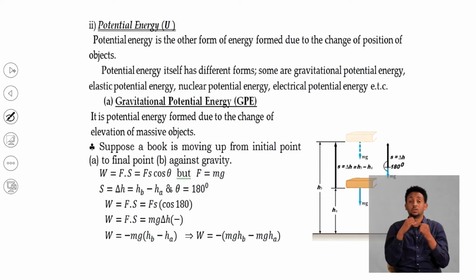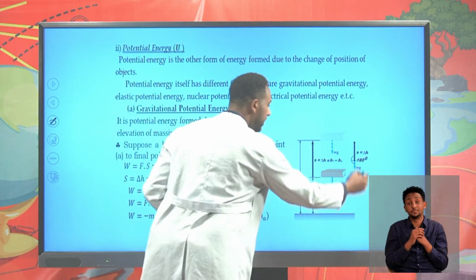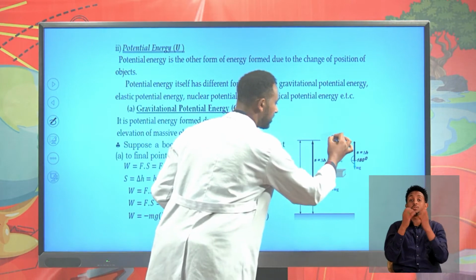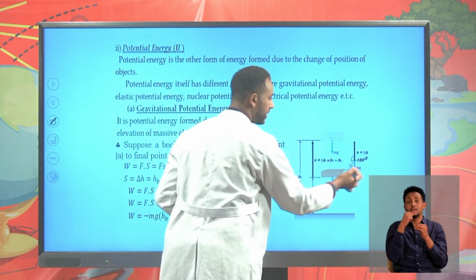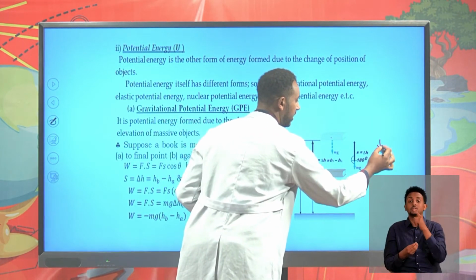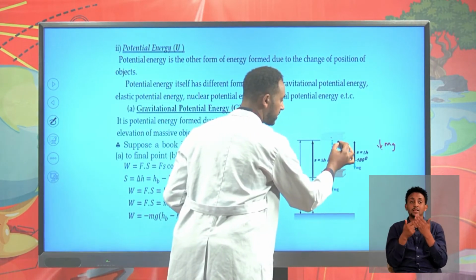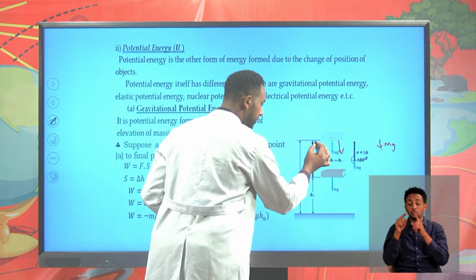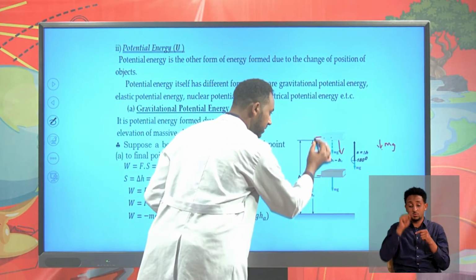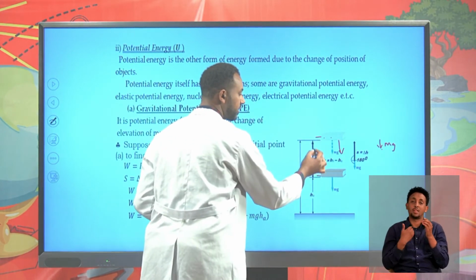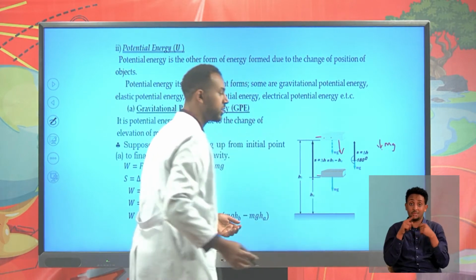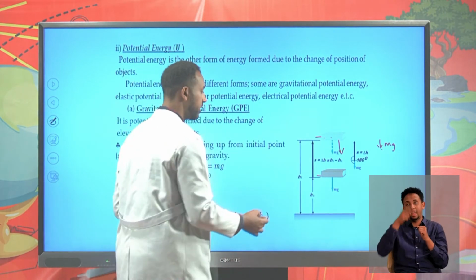First, let's see gravitational potential energy. As this object is moving from this point to this point, let's say it is moving downward, we have mg. As the object moves downward from this point to this point, there will be a displacement, and that displacement can be given as the change in height.